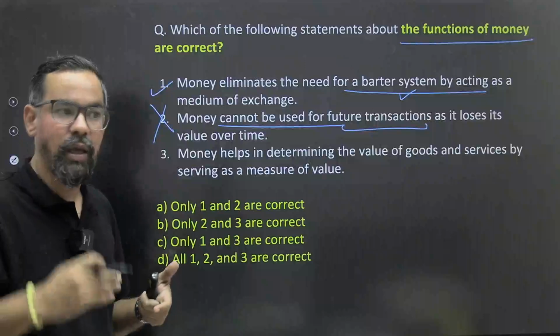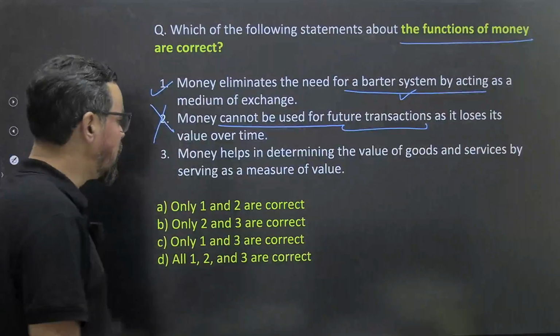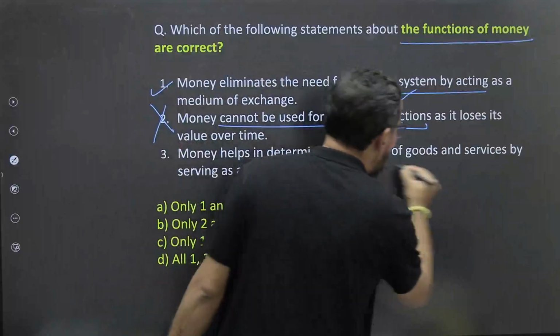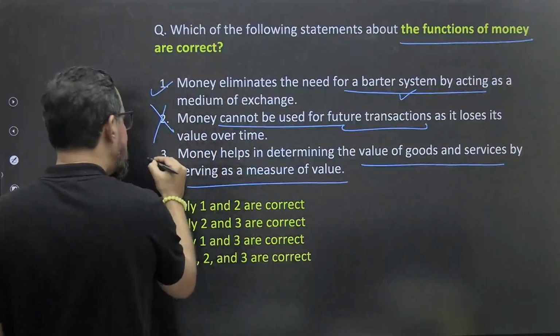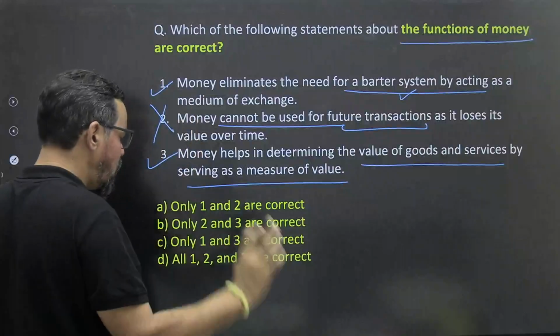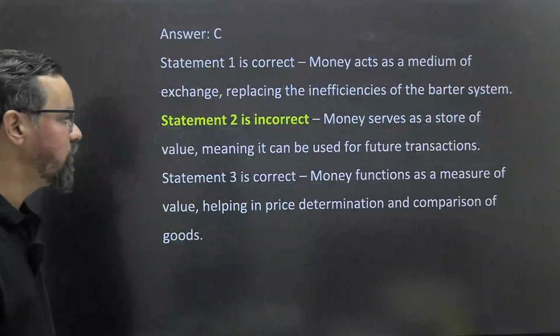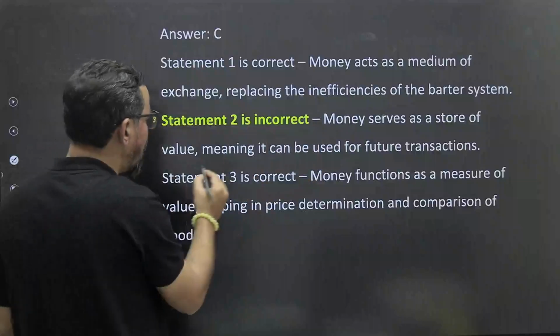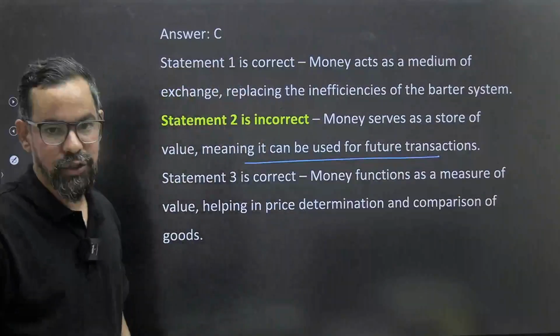We store money so we can purchase things in the future itself, right? So that is the one. Money helps in determining the value of goods and services by serving as a measure of value. So 1 in 3, and you got 1 mark for this particular one, right? So option C is the right answer for this particular one. Money serves as a store of value, meaning it can be used for future transactions as well.